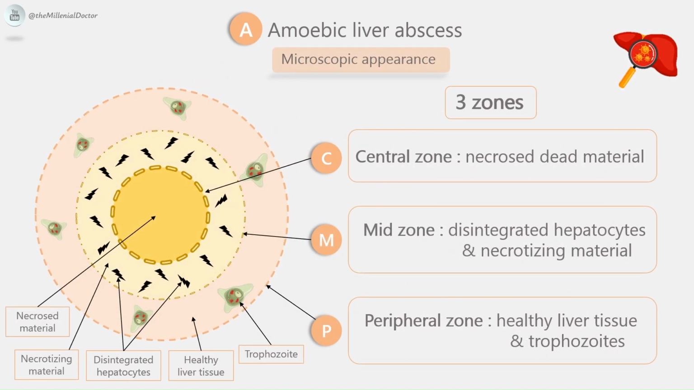Next, the microscopic appearance of amoebic liver abscess. The abscess shows three zones. First is the central zone, which consists of necrosed dead material. Then the mid zone, which contains disintegrated hepatocytes and necrosed material. And lastly, the peripheral zone, which shows healthy liver tissue and trophozoites.